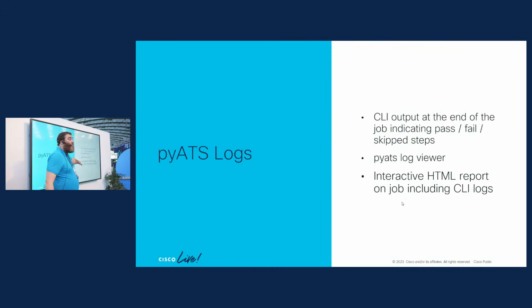These logs can be exported. You could host them on an Apache server or on a web server somewhere. You can archive them. You could move them into Git. So I take my logs after every job and I put them into my Git repository. And now I have a full version and source control history over my pyATS jobs.